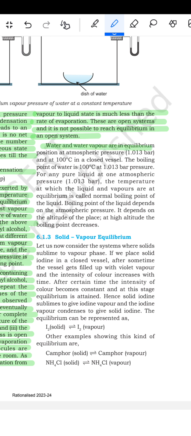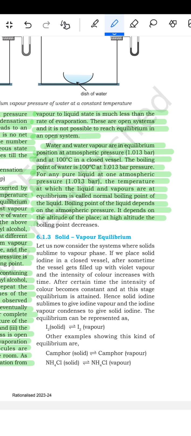Water and water vapor are in equilibrium at atmospheric pressure 1.013 bar and at 100 degrees Celsius in a closed vessel. The boiling point of water is 100 degrees Celsius at 1.013 bar pressure. For any pure liquid at 1 atmospheric pressure, 1.013 bar, the temperature at which the liquid and the vapor are at equilibrium is called the normal boiling point of the liquid. Boiling point of the liquid depends upon the atmospheric pressure. It depends upon the altitude of the place.